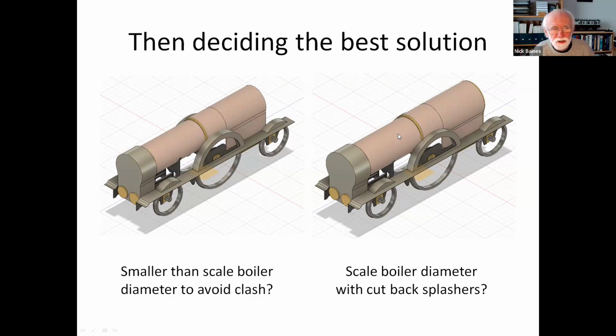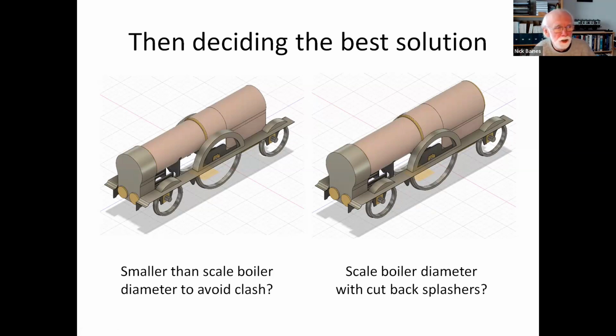The alternative is to keep scale sizes here and cut a hole in the boiler and firebox in order to accommodate the wheel, and also cut the splasher back in order to fit over here. Of course, the splasher fits exactly as it should on the prototype. This one we have to start cutting back the splashers as well. So the question is, which is the better way to go?